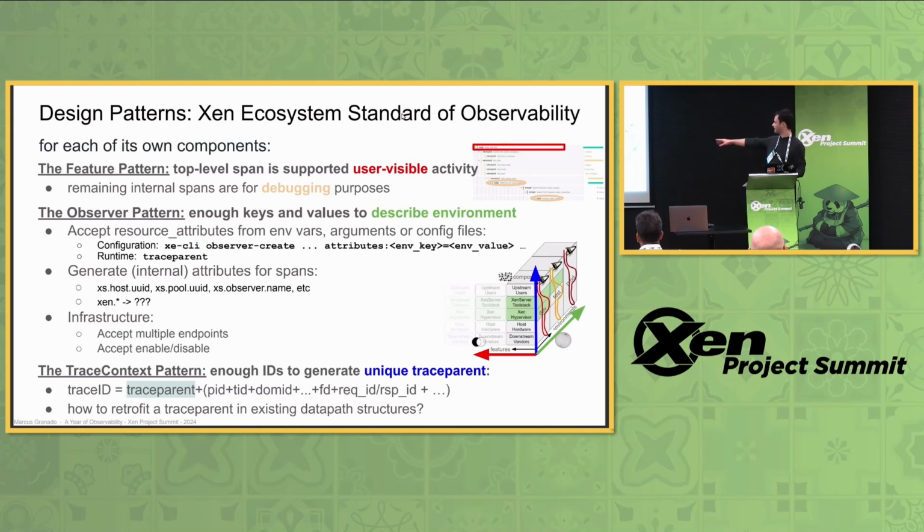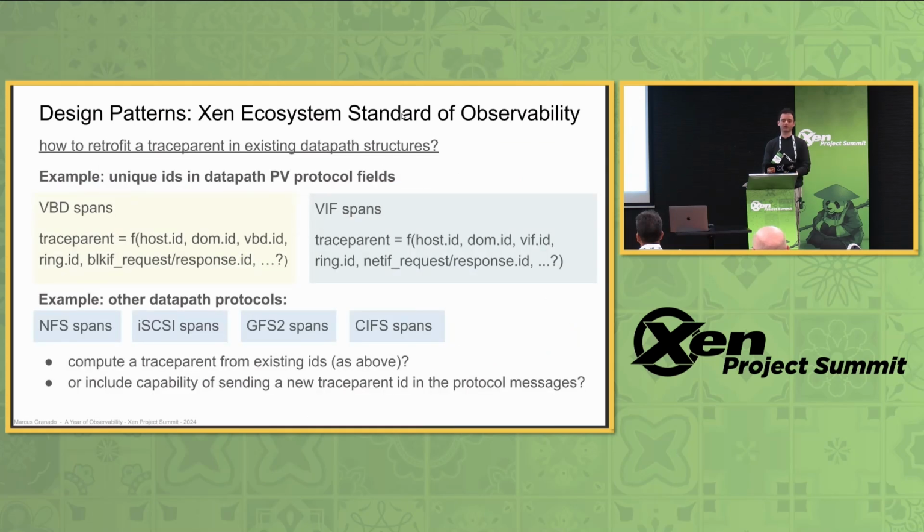And the final thing is the trace context part, which is how to generate this trace parent to link them all together. If you can change your code, easy. If you cannot change your code, you need to use some combination of PIDs, TIDs, DOM IDs, whatever IDs you have available in your function at the moment to see if you can create something that's unique and allows you to link them all together.